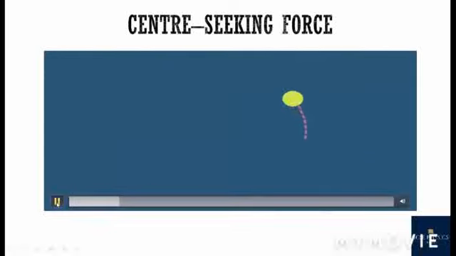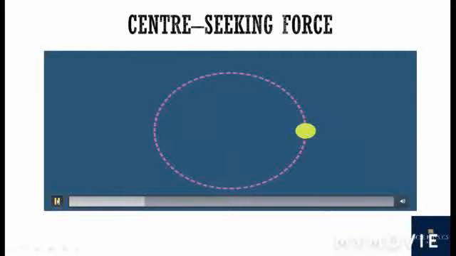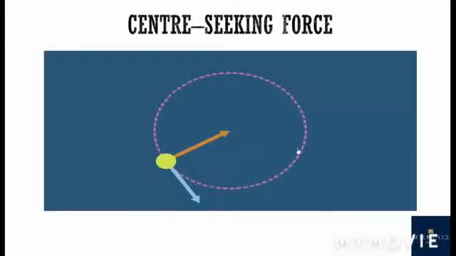Suppose a body travels in a circular path as shown in this figure. Then what happens? Its velocity at this point is here and the velocity constantly changes at each point. And as we can see here, the net force acts towards the center of the circle. Since the velocity changes at each point in a circular path, there is a change in velocity.